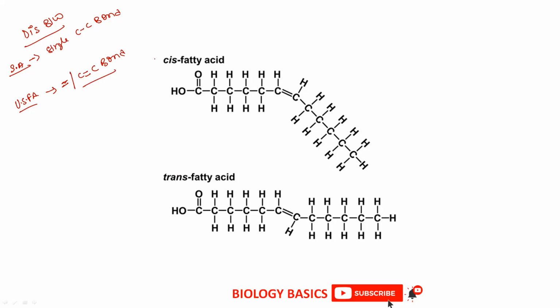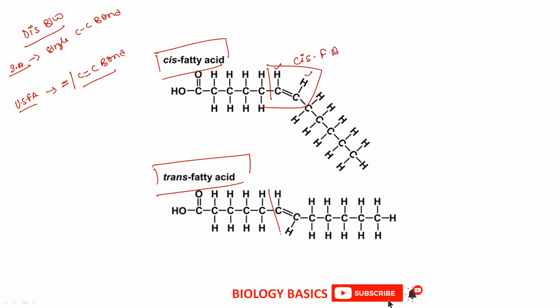Okay, so in this image, you can see the cis fatty acid and the trans fatty acid. So what is the difference between cis and trans? Just look here. You have one double bond between the two carbons, and if both the H are on the same side, this is known as cis fatty acid. And in the trans one, you have one double bond between the two carbons, and the one hydrogen and the other one are quite the reverse. One is above, and the other is downward.